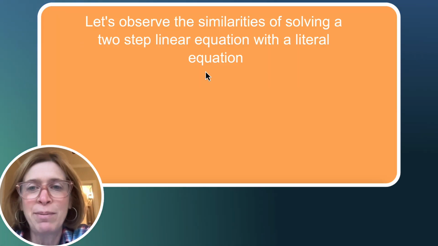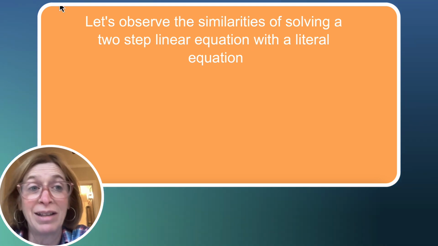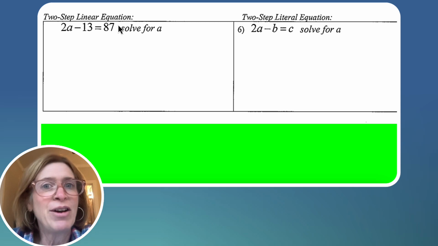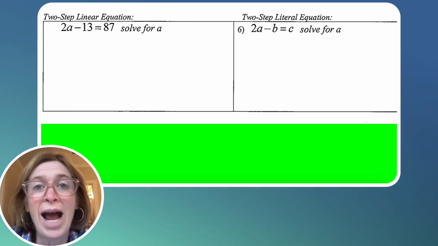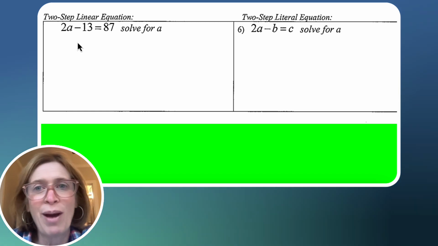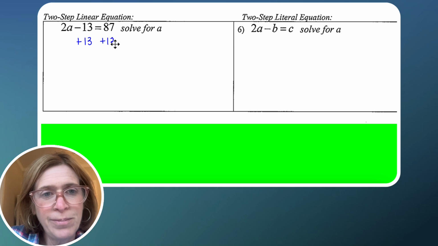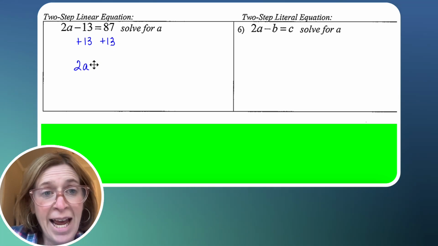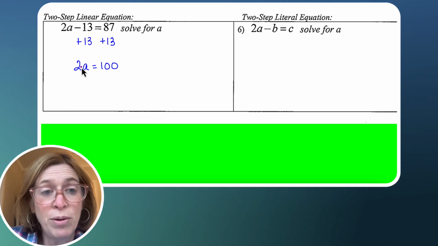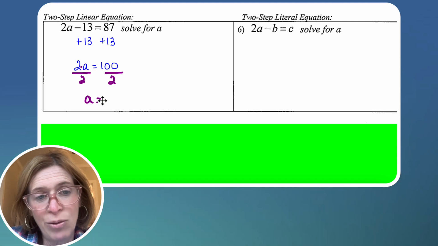We're going to observe the similarities of solving a two-step linear equation with solving for a variable in a literal equation. I'm going to do them side by side to make this easy. So here we have a very basic two-step equation where we're asked to solve for a. We would solve the equation by doing the backwards order of operations, right? So we'd add the 13 to both sides. And again, we're trying to isolate a, and so we get 2a equals 100. We want to undo the multiplication. 2 is being multiplied to the a, so we would divide by 2 on both sides, getting a equals 50.